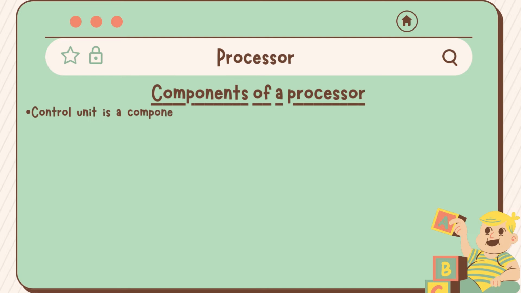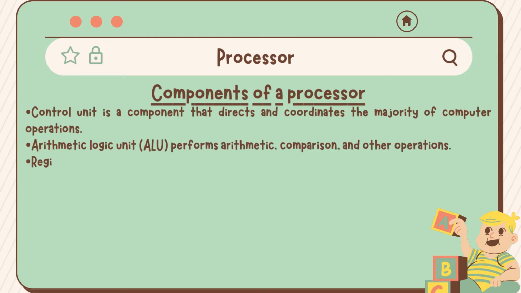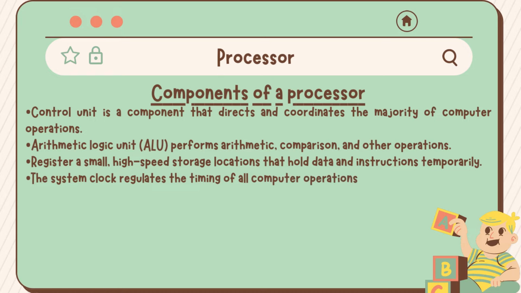Components of a processor. The control unit is a component that directs and coordinates the majority of computer operations. The arithmetic logic unit (ALU) performs arithmetic, comparison, and other operations. Registers are small, high-speed storage locations that hold data and instructions temporarily. The system clock regulates the timing of all computer operations.